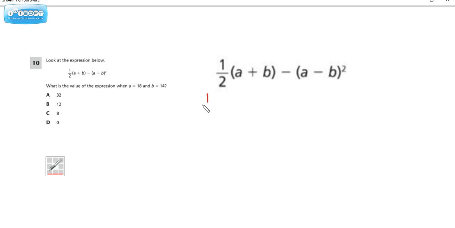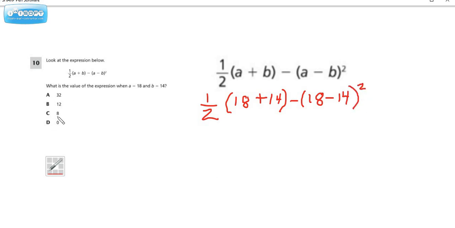All right, so I'm going to write half, and then for A, we're substituting in an 18, and for B, we're substituting in 14. And then again for A is 18, B is 14, and then we have to square it.